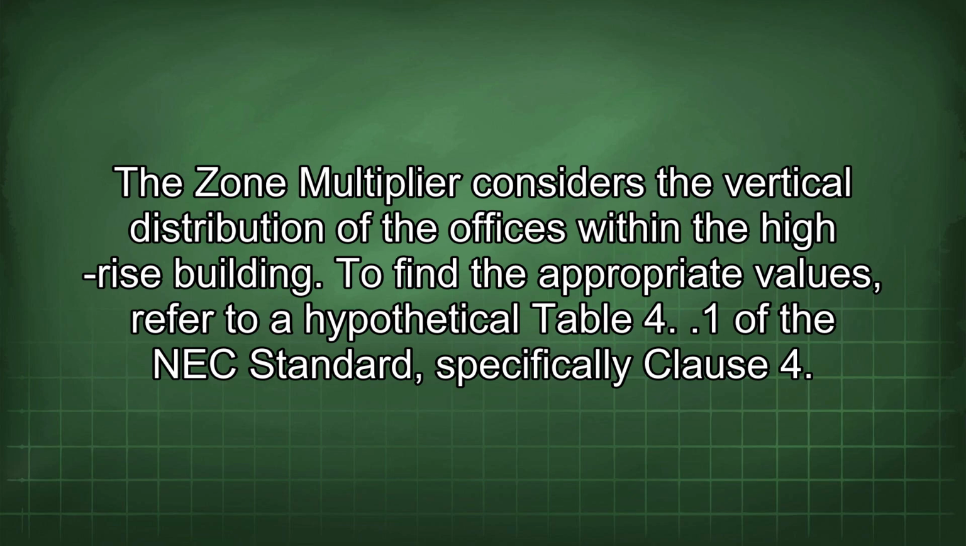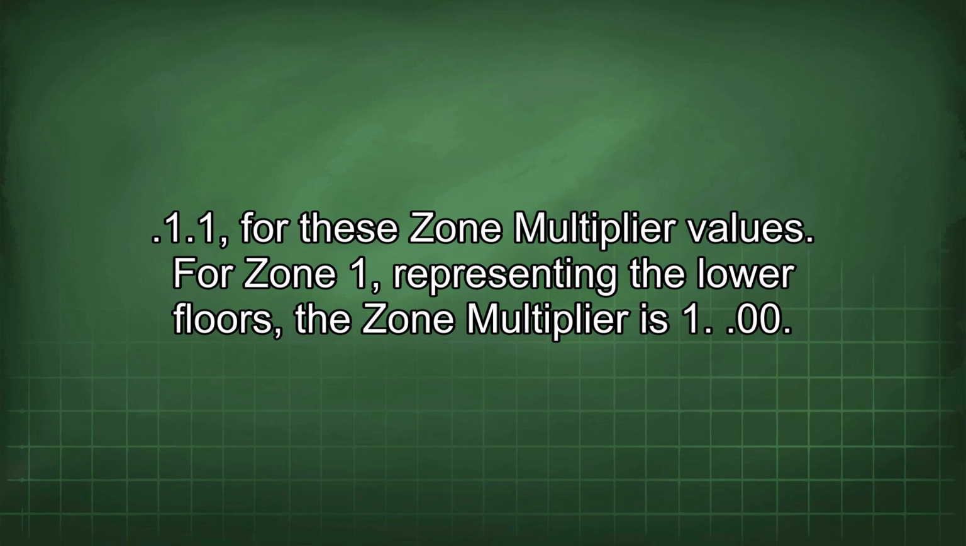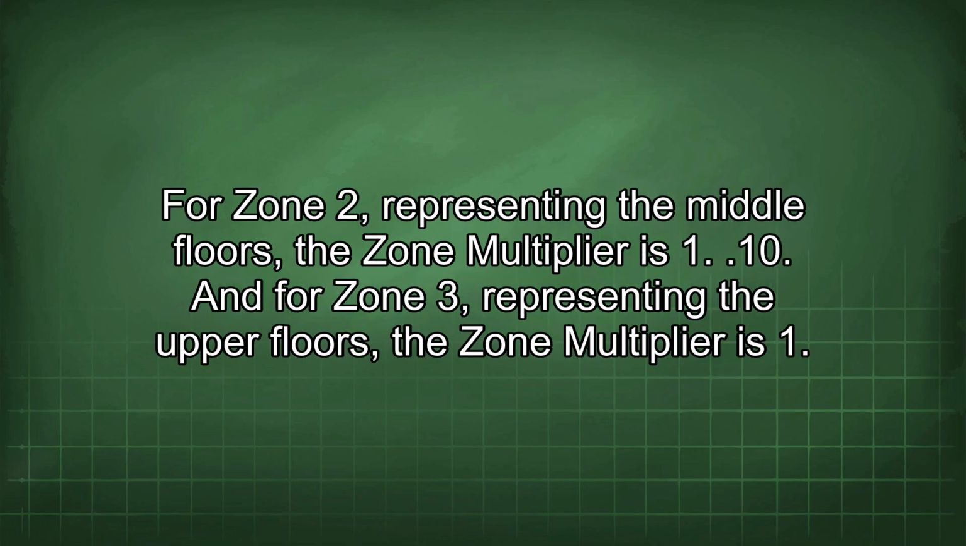To find the appropriate values, refer to a hypothetical Table 4.1.1, one of the NEC standards, specifically clause 4.1.1 for the zone multiplier values. For zone 1, representing the lower floors, the zone multiplier is 1.00. For zone 2, representing the middle floors, the zone multiplier is 1.10. And for zone 3, representing the upper floors, the zone multiplier is 1.20.